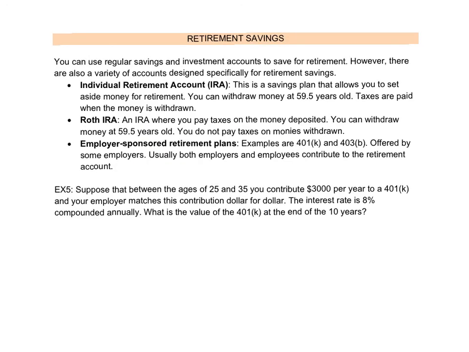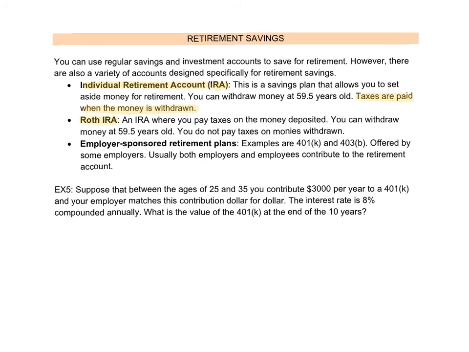So the last thing we want to go over is just retirement savings. So there's 3 types of popular retirement savings. The first one that we kind of touched upon earlier was the individual retirement account or the IRA. So this is a saving plan, allows you to set aside money. You can withdraw your money at 59 and a half years old. However, taxes are going to be paid when the IRA is withdrawn. So you pay taxes when you collect your money.